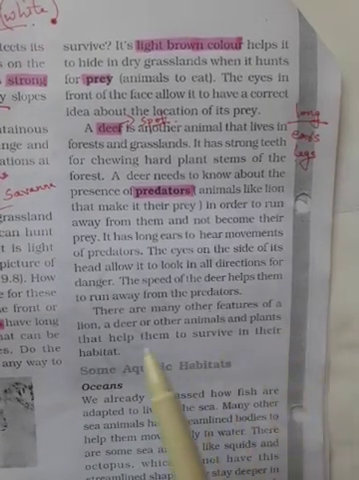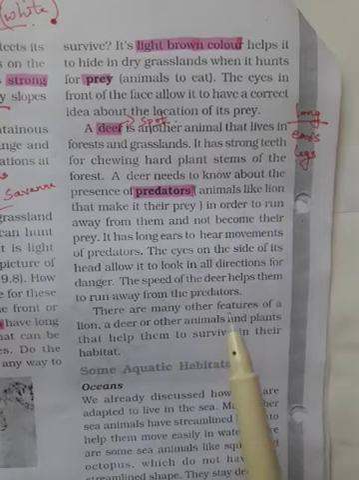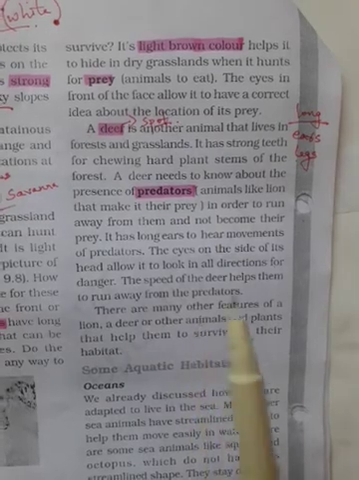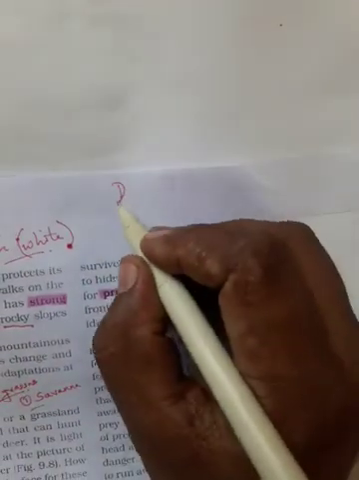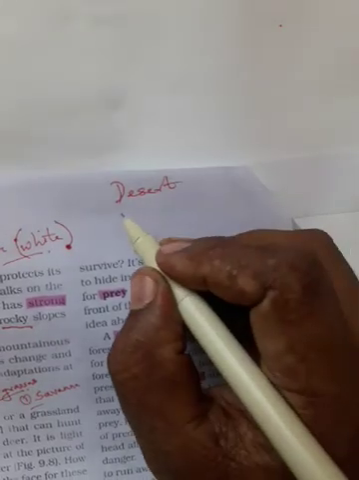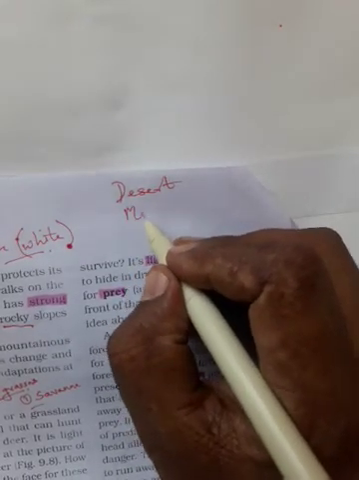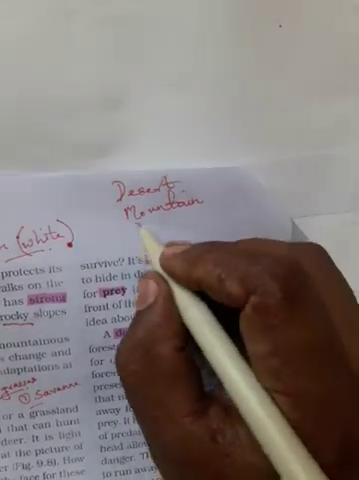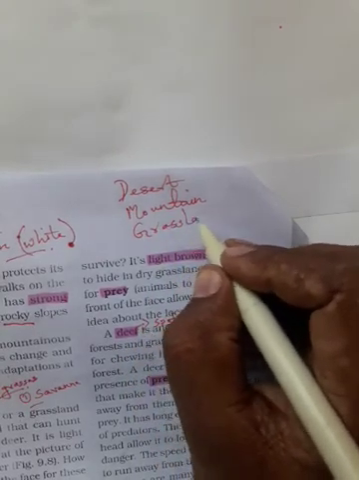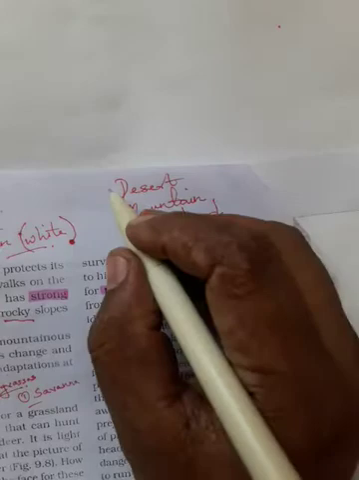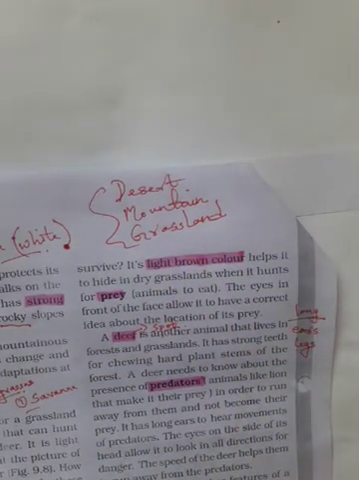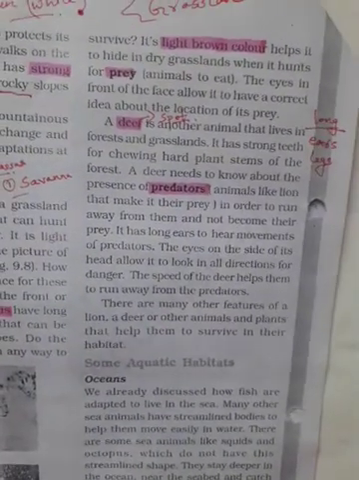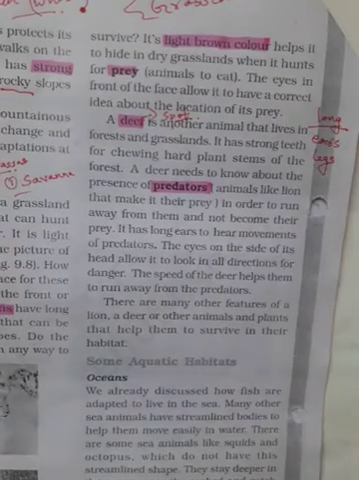So there are many other features of other animals also that help them to survive in these types of conditions, that means desert condition, then mountain condition or habitat, and grassland habitat. But we have only taken a few examples, okay. So that was all in part 2. In our next class we will talk about aquatic habitats. Thank you.